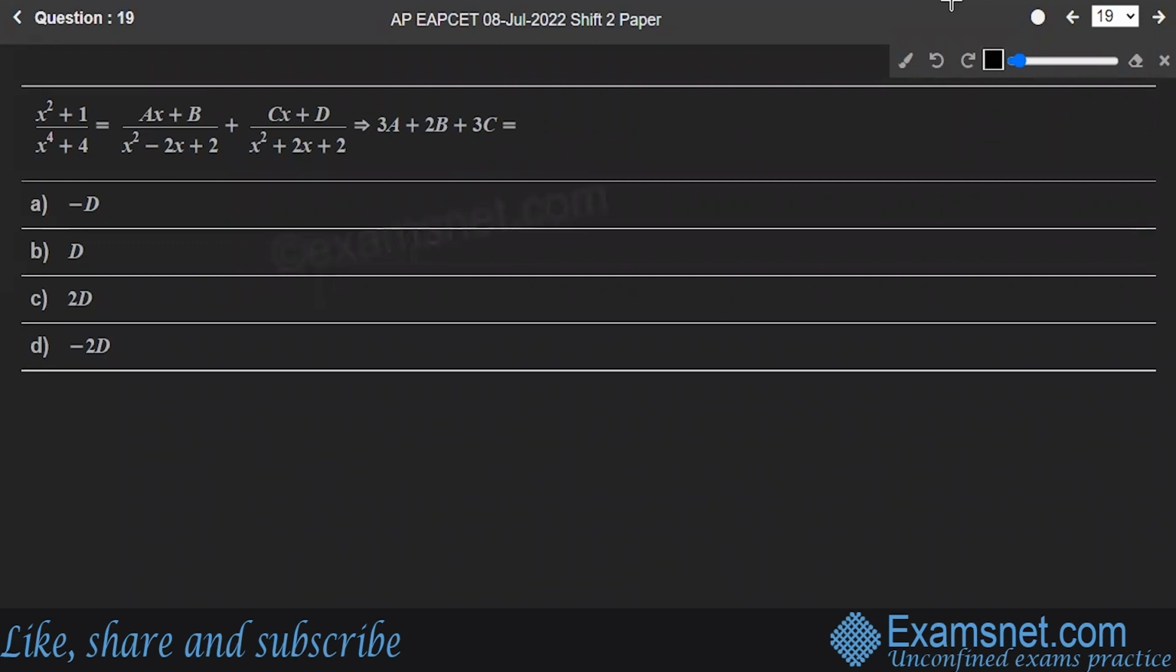Question number 19. x square plus 1 upon x raised to power 4 plus 4 is equal to this whole expression. This implies 3a plus 2b plus 3c is equal to. So basically, you have to find out the a, b, c values in the question. Let's pick up the LHS. We have x square plus 1 upon x raised to power 4 plus 4. So this can be written as, and I'll take up this side also.